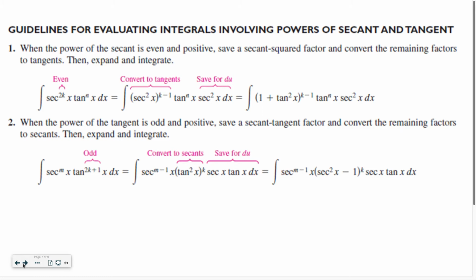You're going to have to think. Do I have a secant tangent I can leave out? Do I have a secant squared I can leave out? And that is going to have to fuel your decision on what to let u equal.